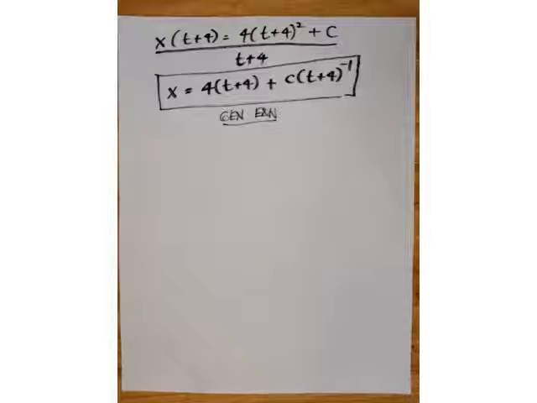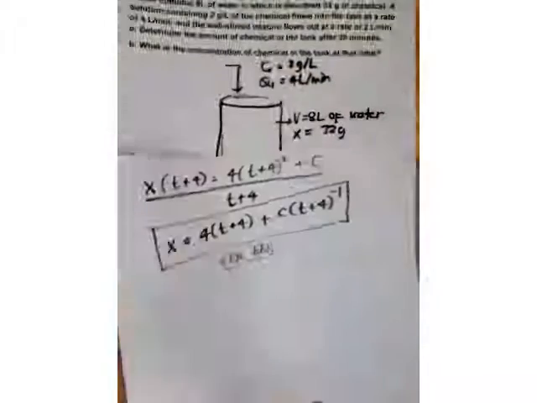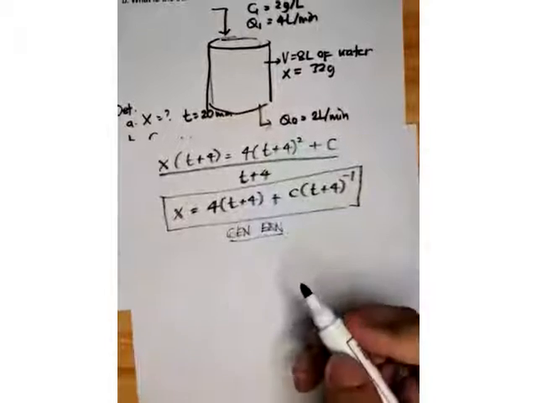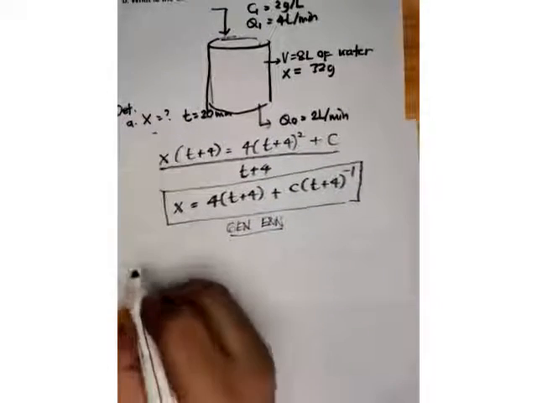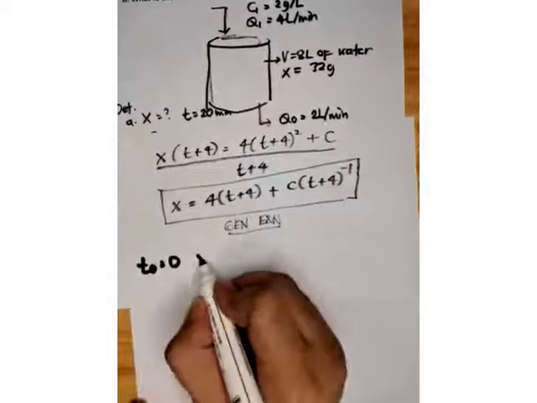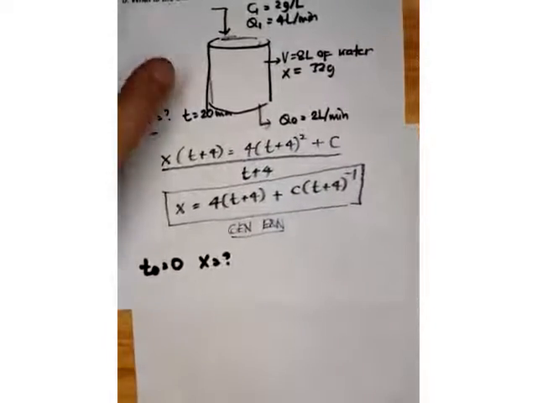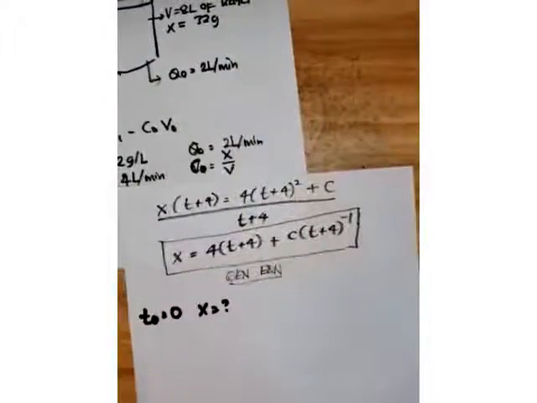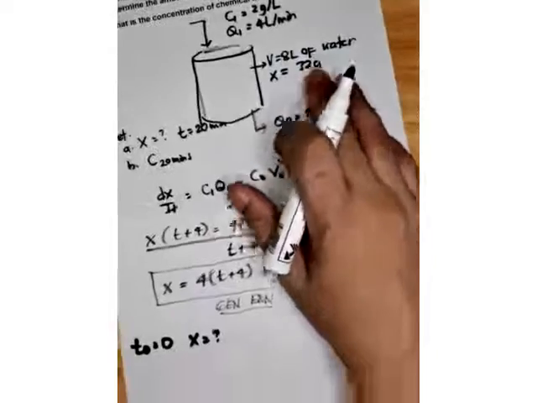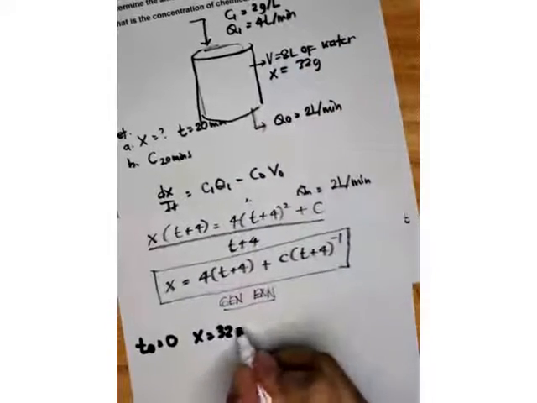Okay, let us go back to our problem. So always think that we now get the particular solution. So when t is equal to 0, what is the value of x? At t is equal to 0, what is the value of x? So our x is 32 grams.